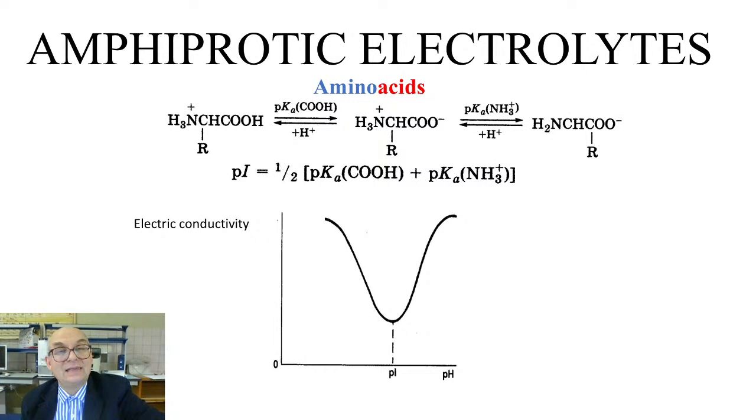Look at the second line. It is a half of the sum. pKa1, pKa of the carboxylic group, is about 3. pKa2, the pKa of the amino group, is about 9. And the medium value is about 6. Exactly speaking, for glycine, isoelectric point is 5.99. Or roughly speaking, it's about 6.